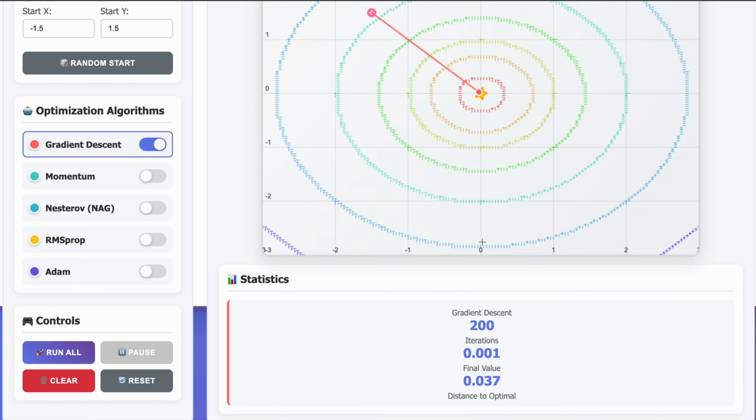The gradients became so small that it is hard to converge. That's why it's 0.001. It has not converged fully because the curve has become so flat that the gradients are becoming so small.